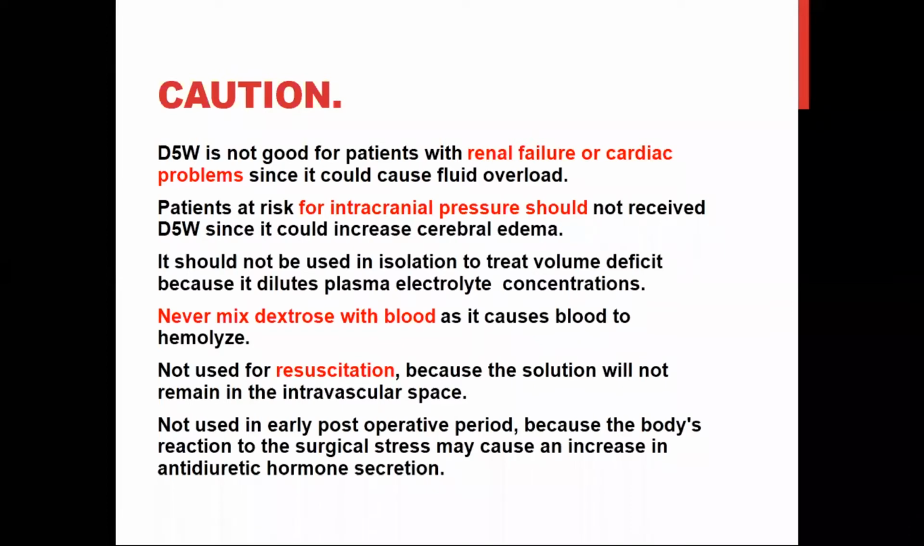So I don't give dextrose, so that the fluid doesn't leave the vessels. I don't give normal saline, I give hypertonic saline so that it pulls the water in, and the blood pressure stays as well maintained as possible in shock state and resuscitation. Dextrose water is not used in the early post-operative period because the body's reaction to the surgical stress may cause an increase in antidiuretic hormone secretions. Okay.